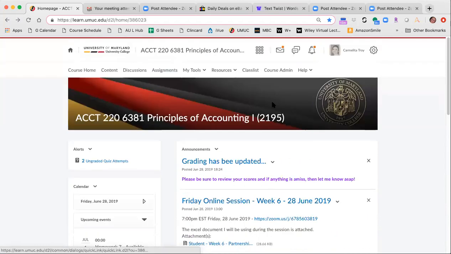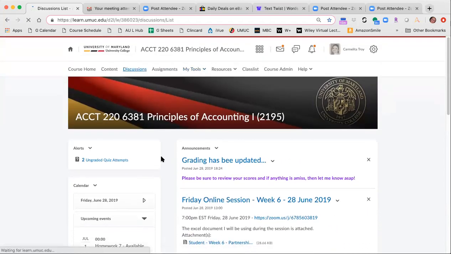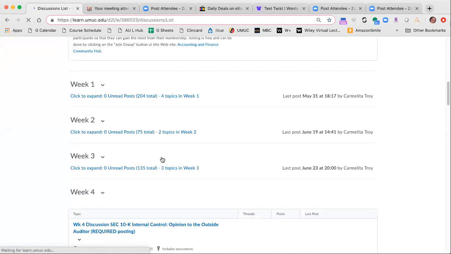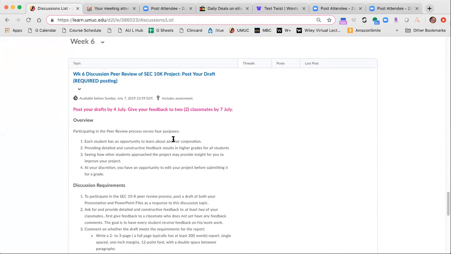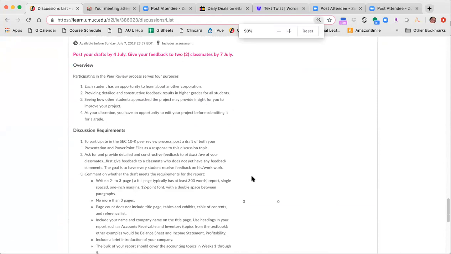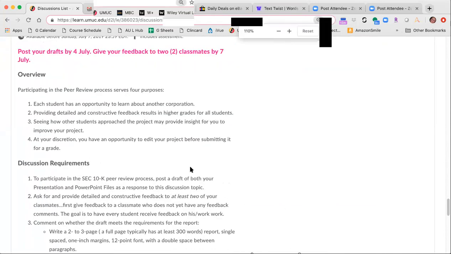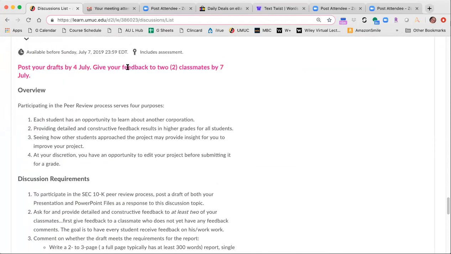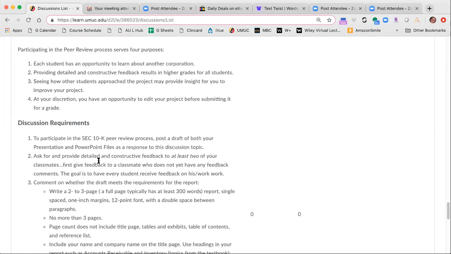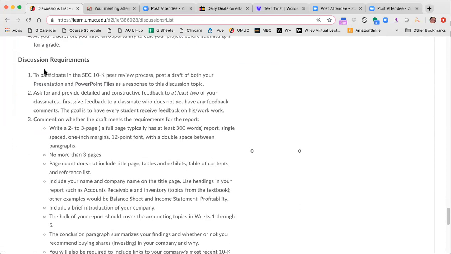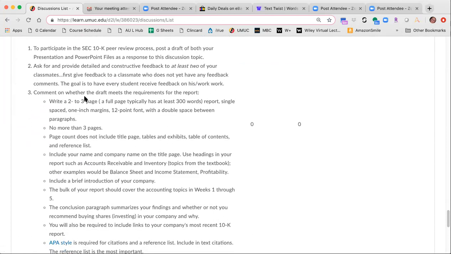Let me go back. I want to go to the discussions area and just point out one more thing. Alrighty, this is the discussion topic and the information. I want to just highlight the requirements, especially number 3. So you want to comment on whether it meets the requirements.